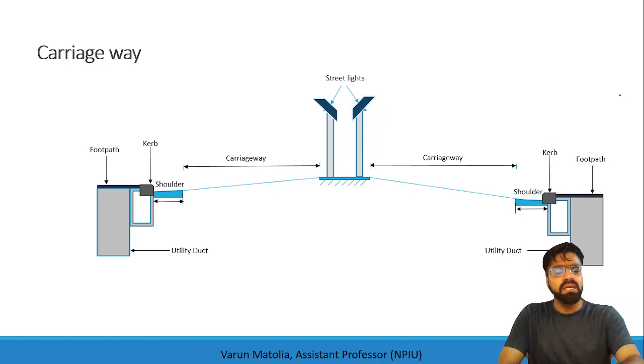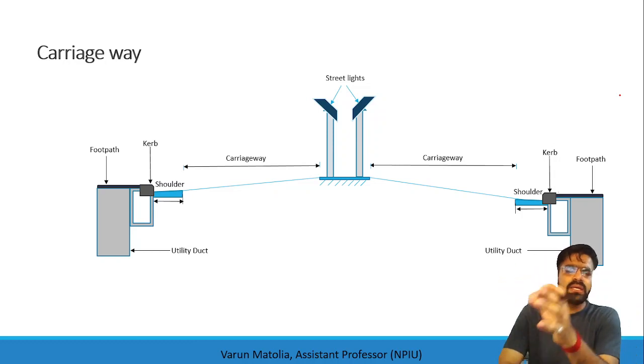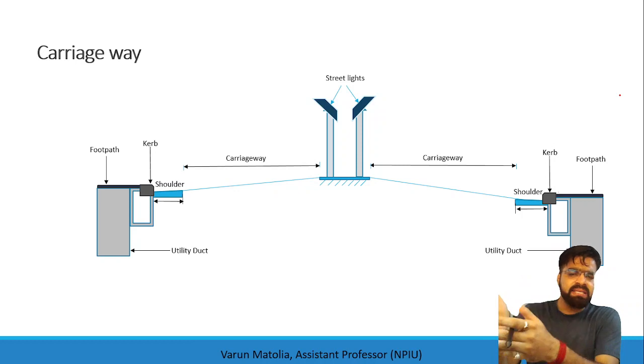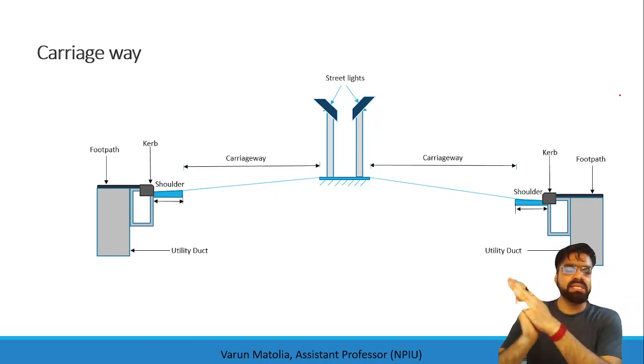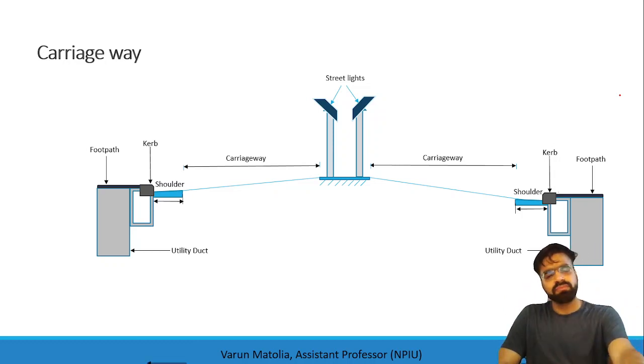Then another very important component is the curb. You must have seen curbs, the white and black stones provided on the edges of the road. In today's lecture, we'll see what a curb is and how it will look.